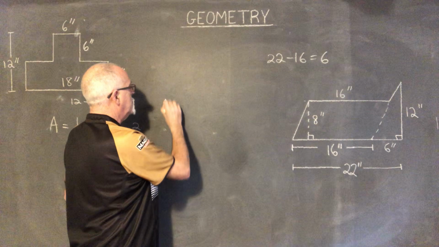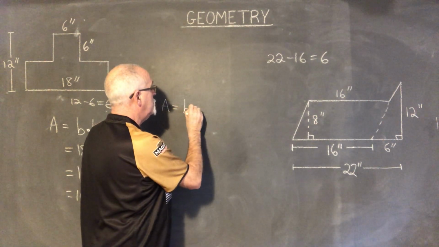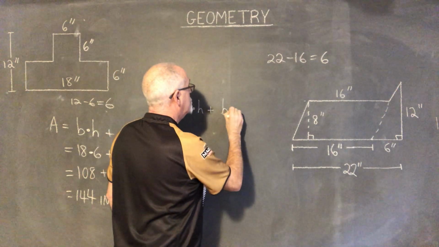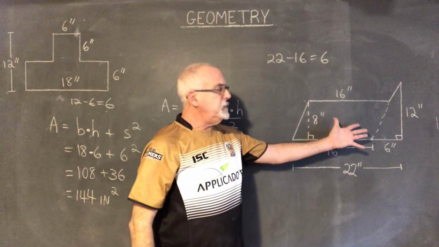Okay, the area of the composite shape will be the area of a parallelogram, which of course is base times height, plus the area of a triangle, which is base times height over 2. Now it's interesting because the shape seems so strange.